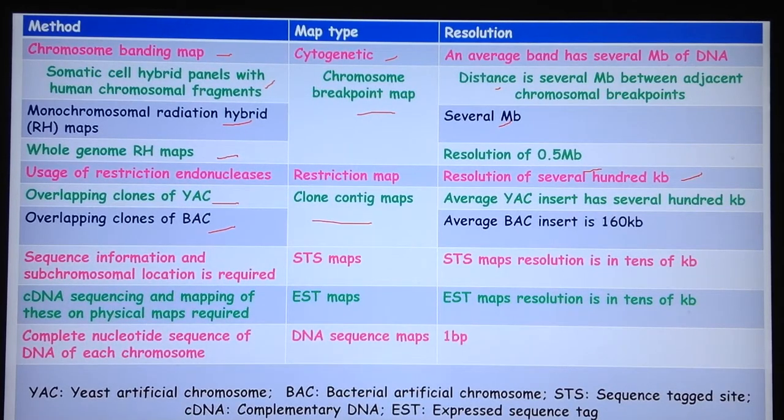To further lower the distance between the known DNA sequences, then came the STS map, with a resolution of tens of kb. Then came the EST map, which was basically a gene map, so the resolution was tens of kbs. And then came the complete DNA sequence map, so the resolution was 1 base pair.